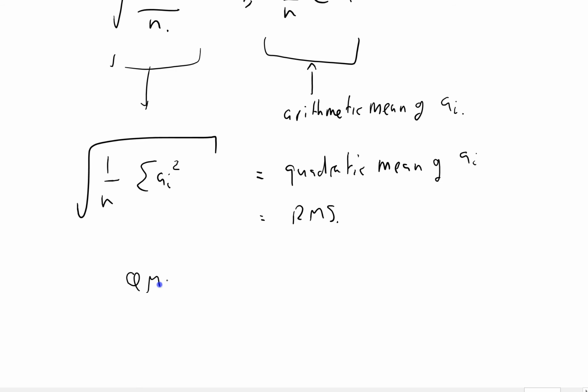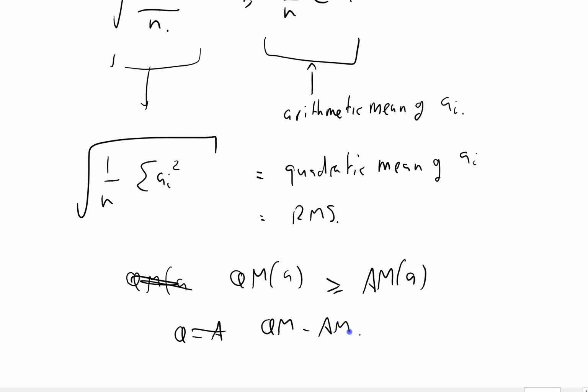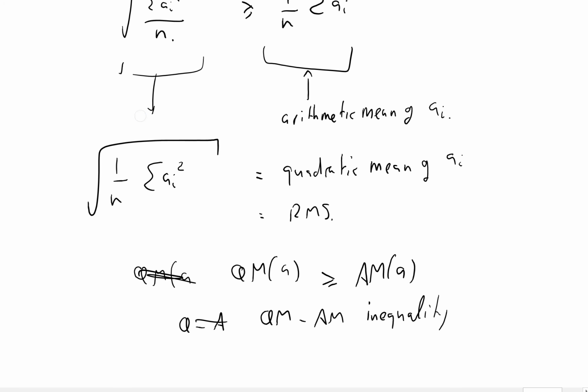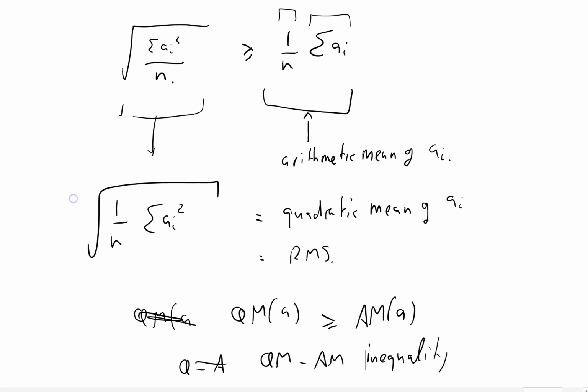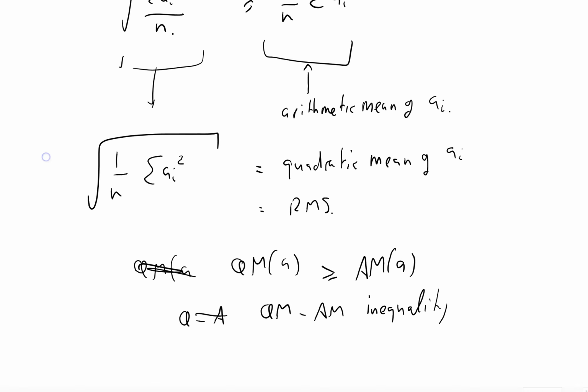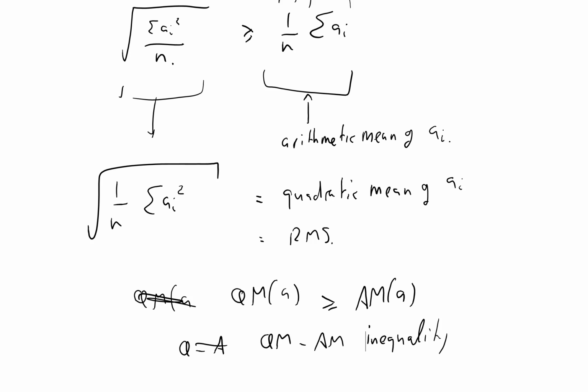So the quadratic mean of a, let me write that out again. The quadratic mean of a is bigger than or equal to the arithmetic mean of a. So that's the quadratic mean, arithmetic mean inequality. And this is one of a number of mean inequalities, inequalities of averages of different types that you see in mathematics and, well, specifically statistics, because that's my area.